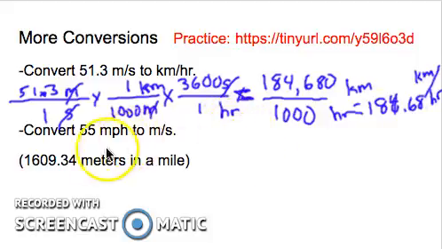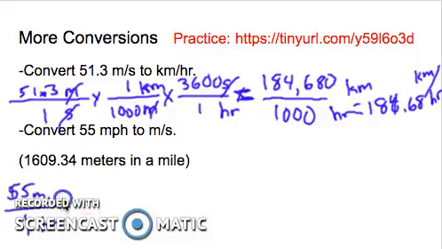So one final thing we have, convert 55 miles per hour to meters per second. Now in this one, I put here what the conversion is from meters to a mile, but if you get a problem where you don't have the conversion, that's something that is easily looked up. So let's see how we would do that. We have 55 miles over 1 hour.